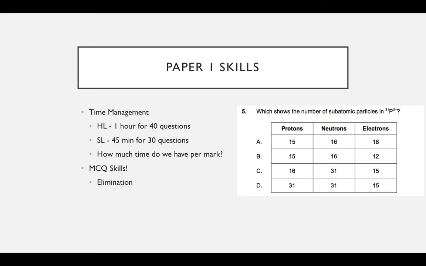Generally, when you're approaching multiple choice questions, elimination is a useful skill. So if we look at this question, which shows the number of subatomic particles in a phosphorus ion, because it's a negative ion, that means number of electrons greater than number of protons, right? Because electrons have negative nuclear charge and protons have positive nuclear charge. So we can therefore eliminate answers that have a greater number of protons than electrons, which are B, C, and D. So that leaves us with only one possible answer, which is A.